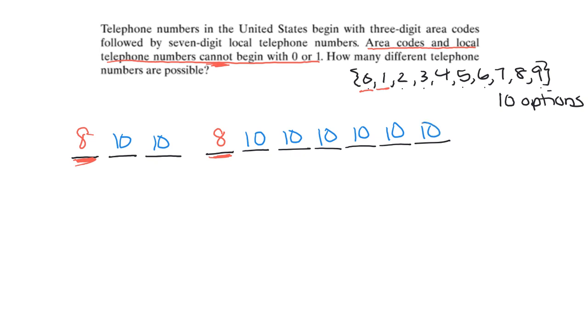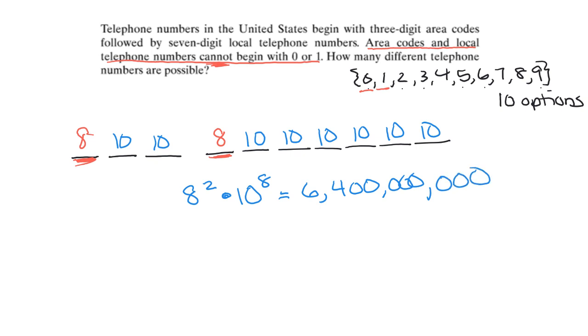So what that's giving us is 8 to the second power times, and 1, 2, 3, 4, 5, 6, 7, 8, we have 10 to the 8th power. All right, and if you put this in your calculator, we should get another large number. Make sure I count all my zeros here. All right, and that looks good. 6,400,000,000. That is how many different telephone numbers.